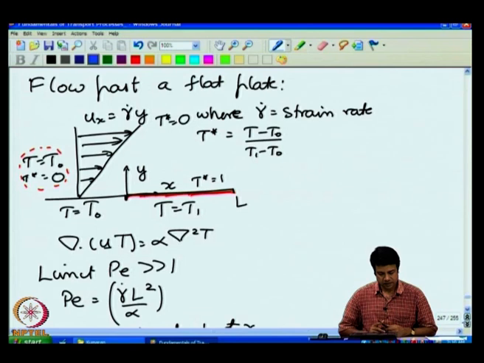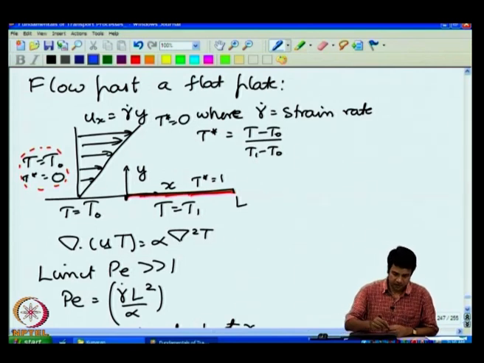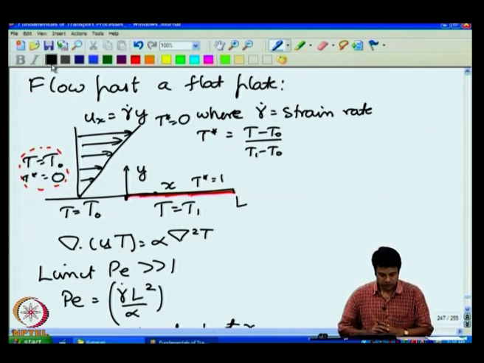Last class we looked at the simplest case, the flow past a flat plate, where I have a linear velocity in the flow past the flat plate. The velocity in the x direction, x is the flow direction, the streamwise direction, y is the cross stream direction, where there is a variation in velocity. And we assumed a linear velocity profile at the surface. U x is equal to gamma dot times y, where gamma dot is the strain rate.